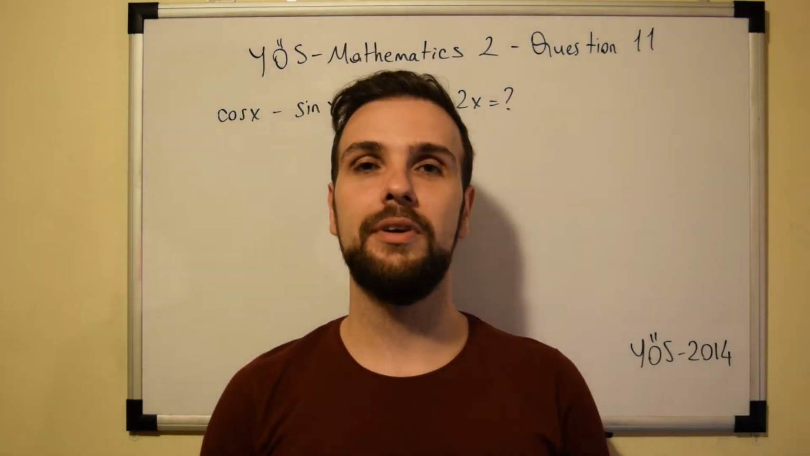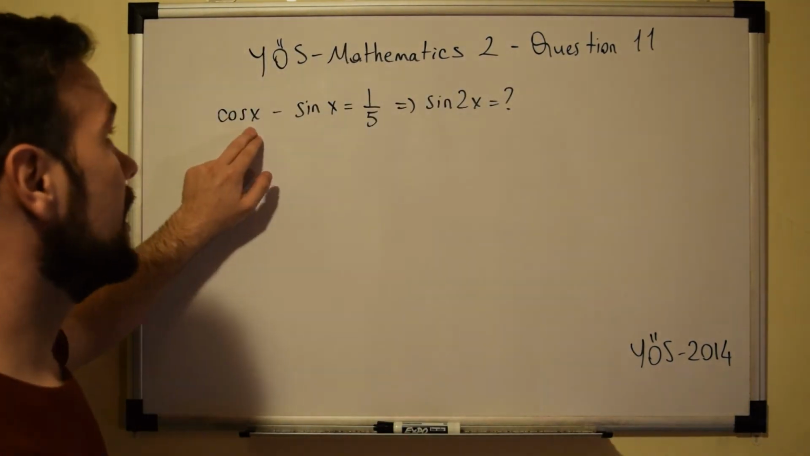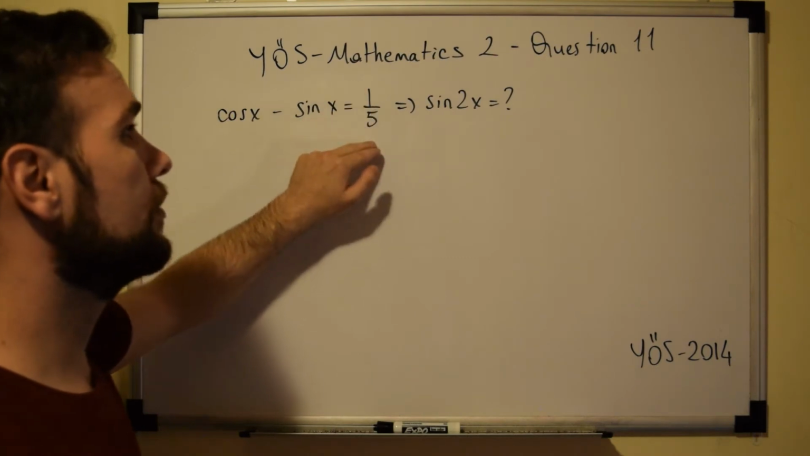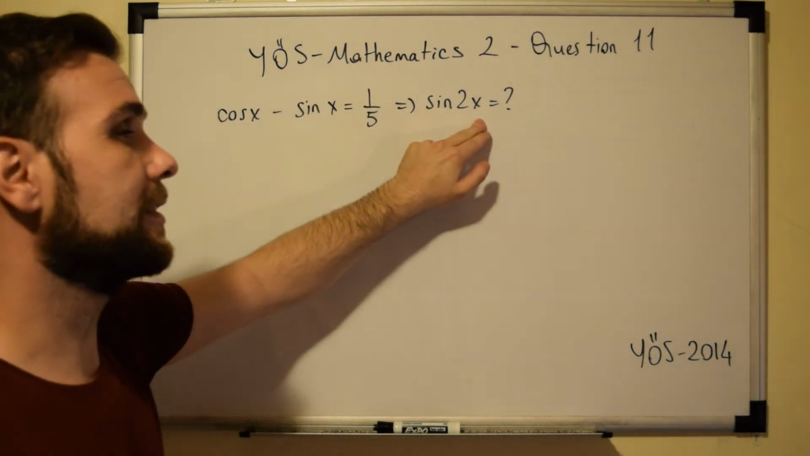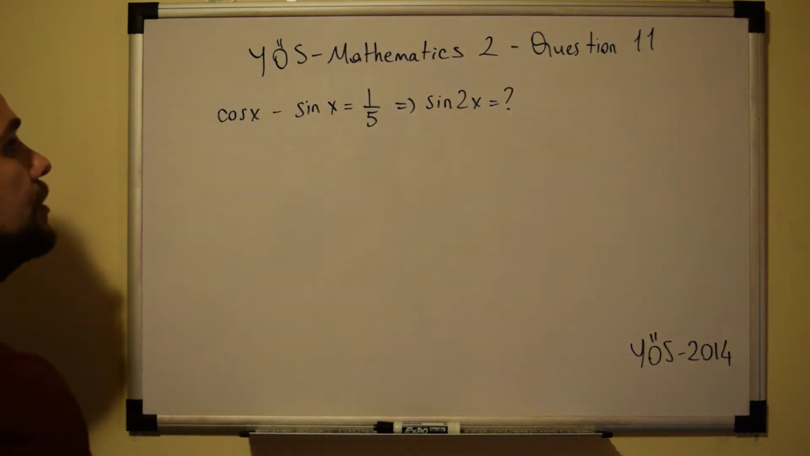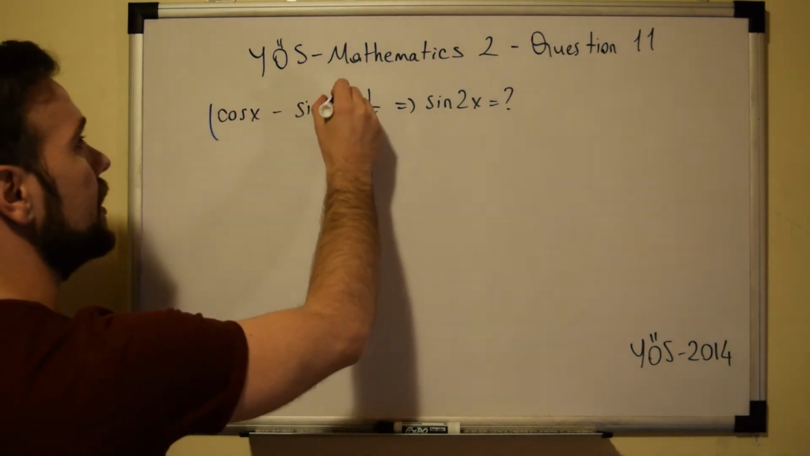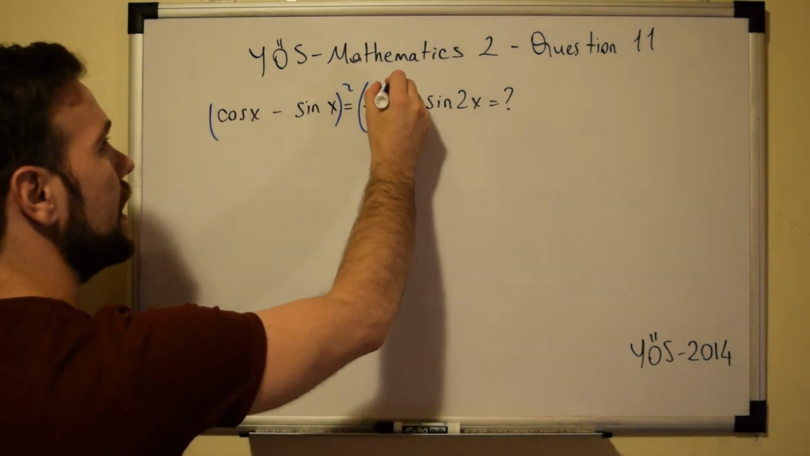Welcome to question number 11. In this question we have cosine of x minus sine of x equals 1 over 5. What is sine of 2x? The first step that we should do here is to take the power of 2 of both sides. So we take the power of 2 of both sides, and what do we have here?